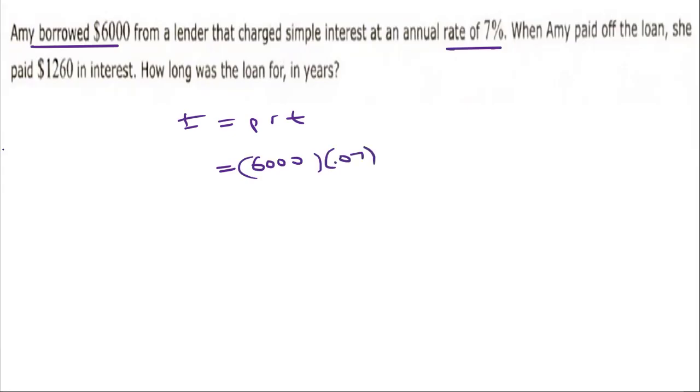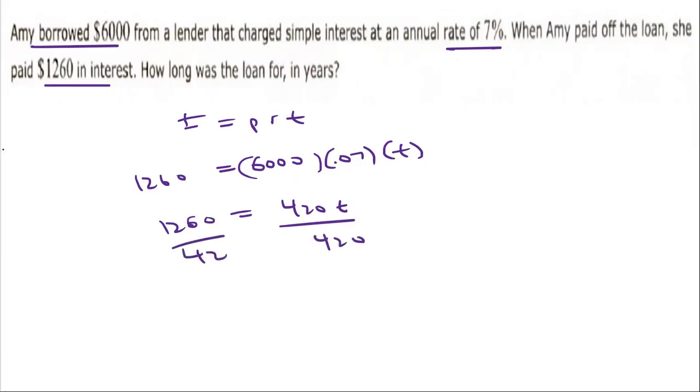And then T, I don't know. That's what we're looking for. But we do know I because it said that it had occurred $1,260 in interest, so we put 1260 here. And then we just solve for T. So 6,000 times 0.07 is going to give us 420 times T, and divide by 420 on both sides. So T gives us 3 years.